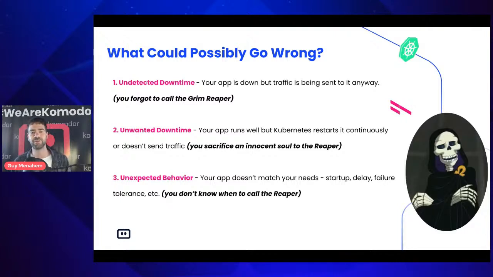And if you don't know when to call the Reaper, it means that you don't know when to sacrifice and you don't know when to interact and when you should make the Reaper keep your pod's soul safe. So in that case, you definitely want to know what the behavior is, how to expect it, and how to act with it. So all three things are undetected downtime, unwanted downtime, and unexpected behavior.